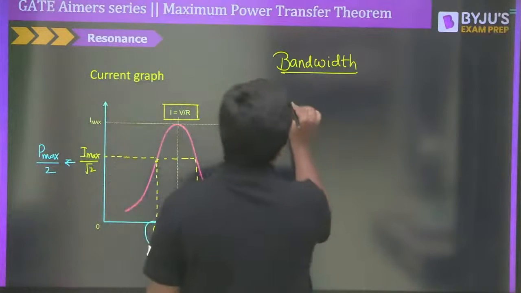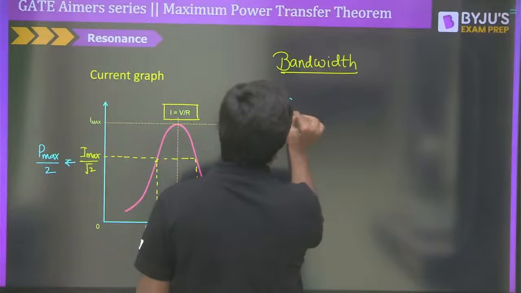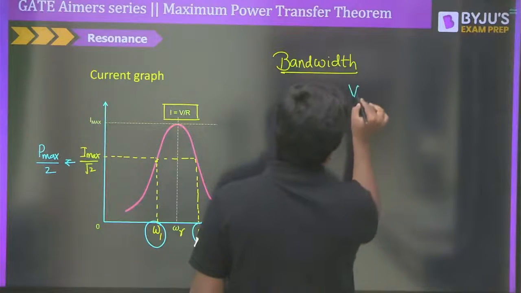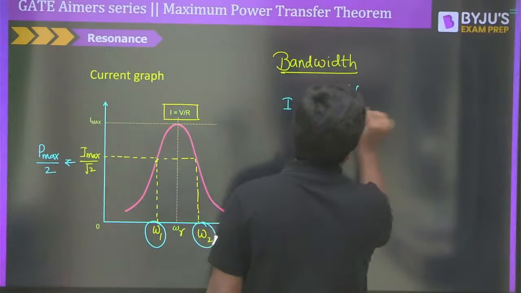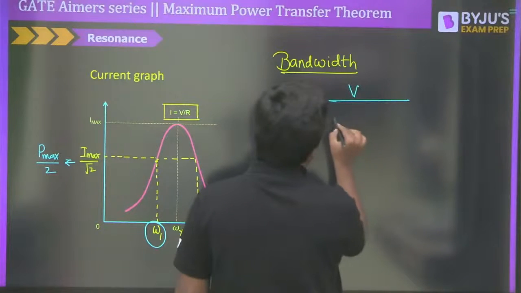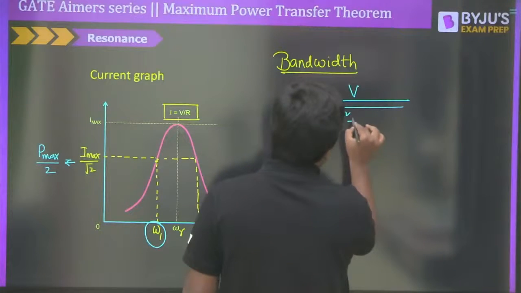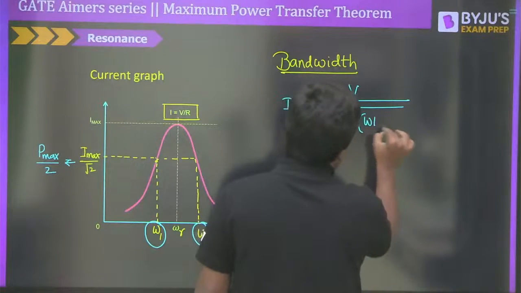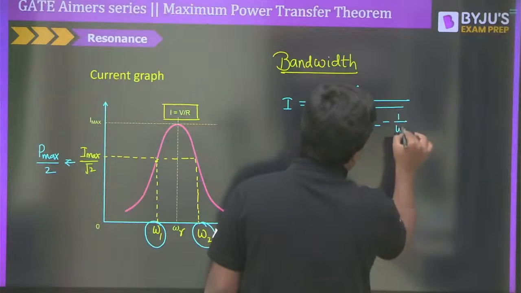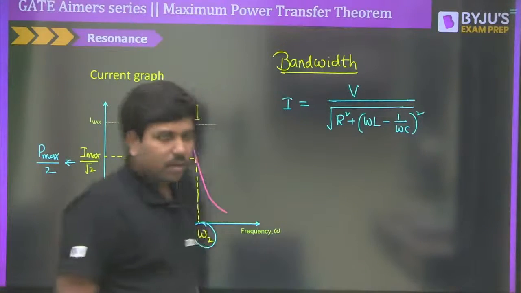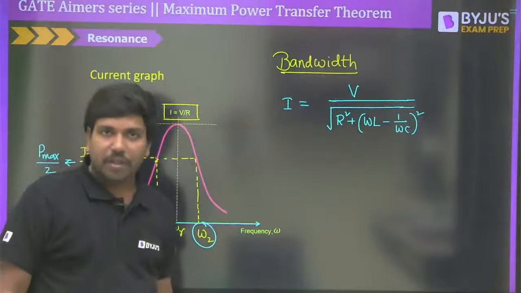So we have already seen that the value of I is equal to V divided by the magnitude of the impedance. So let me write down: square root of R square plus omega L minus 1 divided by omega C, whole square. Am I right? This is so simple to understand. This is the general value of the current here, correct?